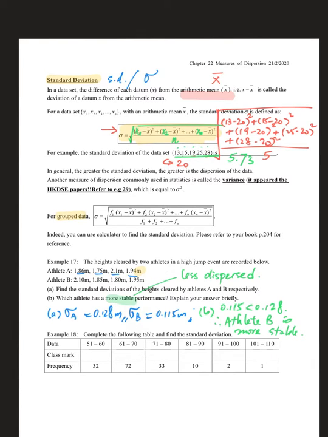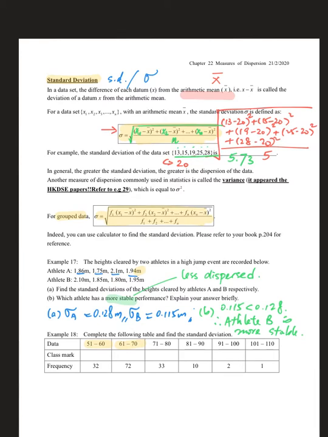Next, we go back to another formula on the page, which is for grouped data. If you still remember, that means I won't give you separate individual data one by one, but they will be categorized into groups. Like in example 18, data will be grouped in 51 to 60, 61 to 70, and so forth. In this situation, the formula looks quite terrible, so we pick example 18 to demonstrate the idea.